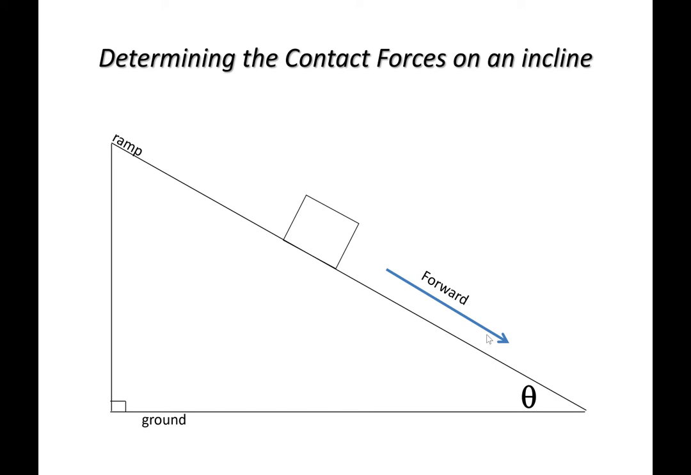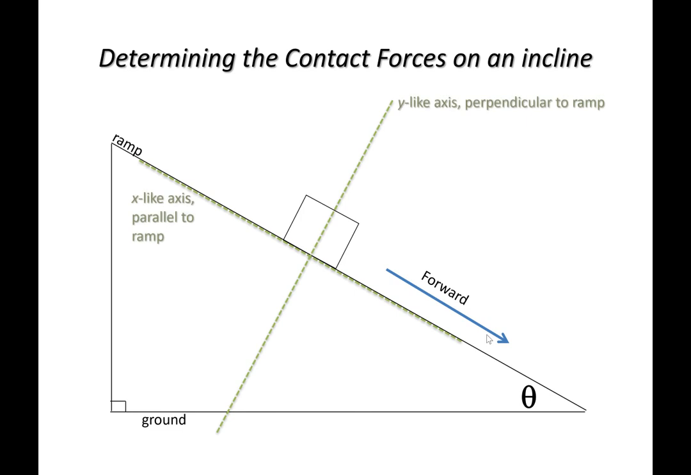So we're going to think about forward as being directed down the ramp, which means we're going to need to tilt our axes. So instead of thinking about it as a horizontal axis and a vertical axis, we're going to think about it as an axis along the ramp and an axis perpendicular to the ramp. Okay. And we're going to have a perpendicular to the ramp and a parallel to the ramp one. So just keeping that in mind.